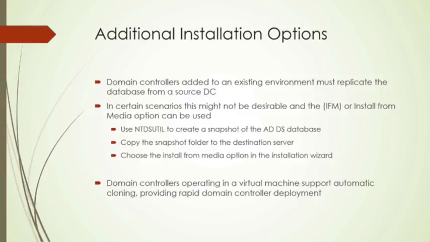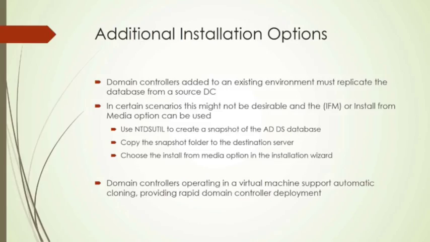You copy that snapshot into a folder on the destination server. Optionally, you could be using removable media of some sort. Remember, they're not very big. And then when you run the installation wizard, you just choose the install from media option in that wizard. You specify where your source domain controller is going to be.